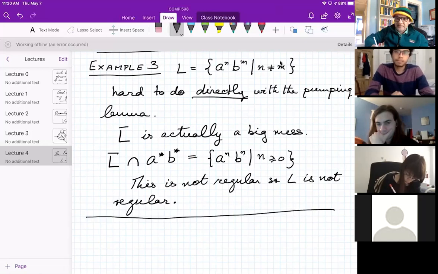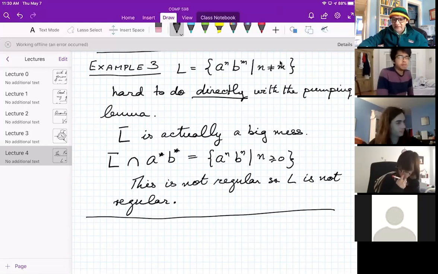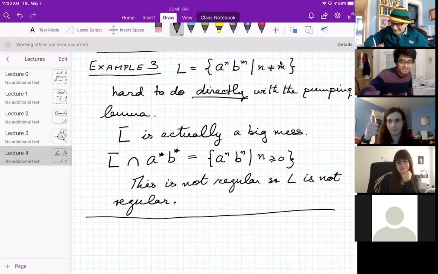Okay, let's do another example. So I just want to make sure everybody understood this point, why L complement is not just A to the N, B to the N. Everybody got that? Do thumbs up if yes. Okay.